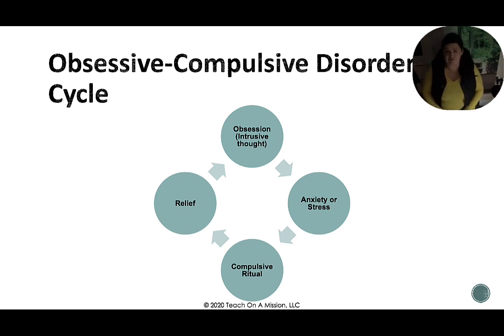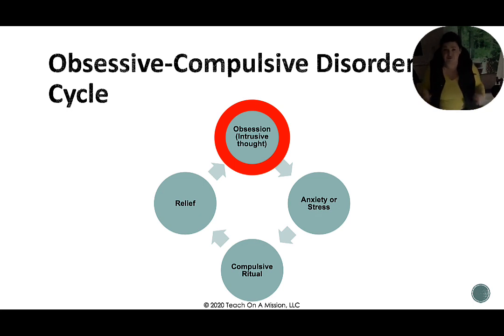So you have to get down the cycle part, okay? The person has an intrusive thought, and then they have this intense anxiety and stress over it. So they do this compulsive ritual because maybe it will help give them a sense of relief for just a little short period of time. Then the obsession comes back, and it's this very ugly, hard to get out of cycle that people with OCD do.